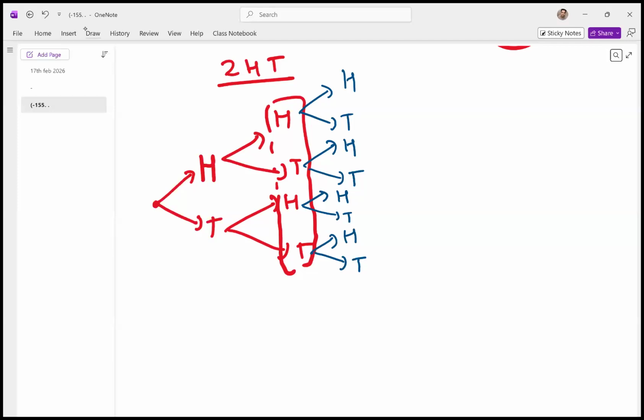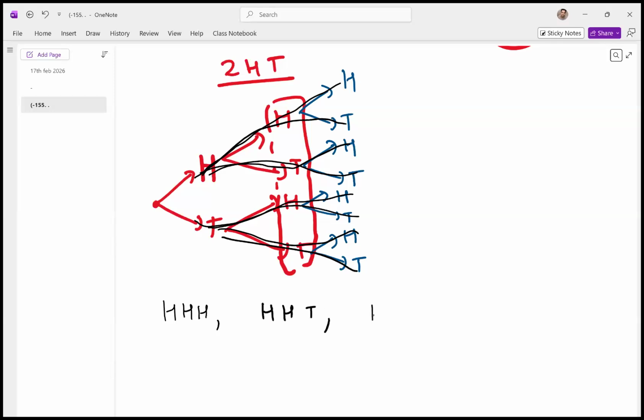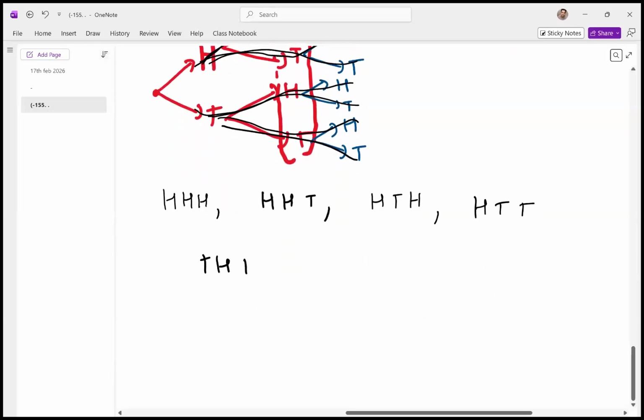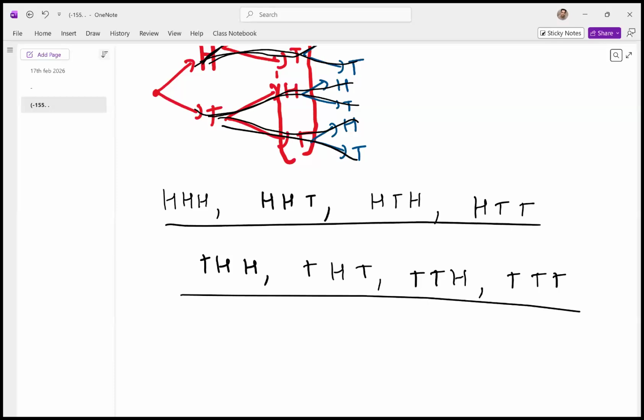So what are the possible outcomes? 1, 2, 3, 4, 5, 6, 7, 8. Let's write them down. Head, head, head. The second one is head, head, tail. The third one is head, tail, head. Fourth is head, tail, tail. Fifth is tail, head, head. Then tail, head, tail. Then tail, tail, head. And then tail, tail, tail. So these are the 8 possible outcomes we have.